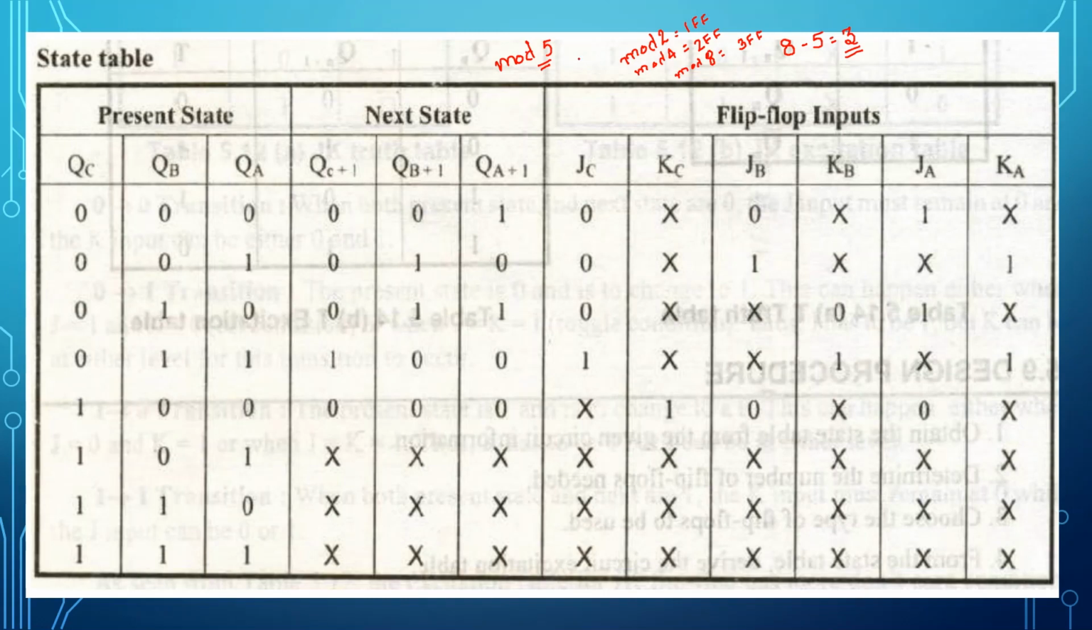Okay. Let us go to the count here. After 0 it is to be 1, after 1 it is to be 2, after 2 it is to be 3, after 3 it is to be 4, after 4 it has to go back to 0. This is how my counting sequence has to go on. So the state table represents the counting sequence.